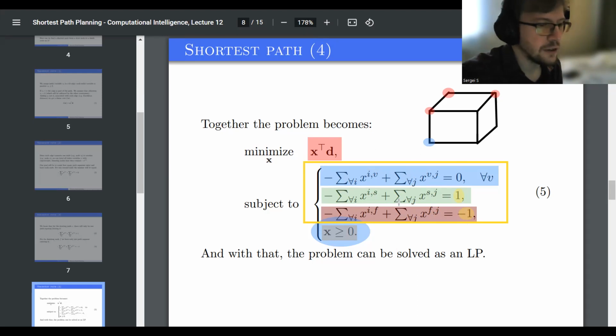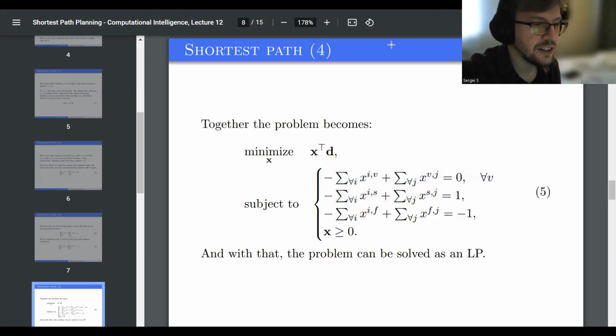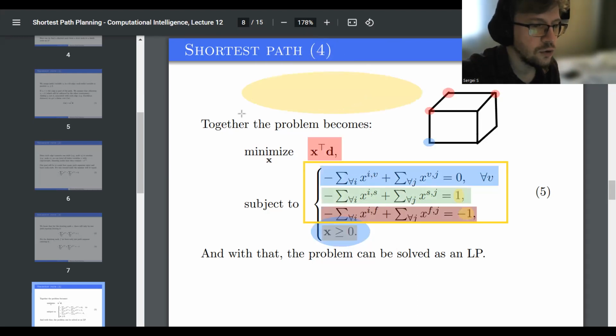All right. That is what I wanted to show you here. The important part here is that you can solve the problem.